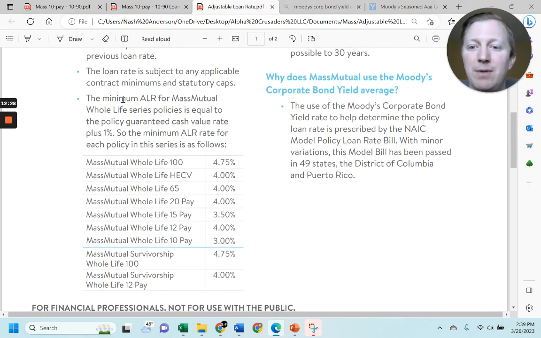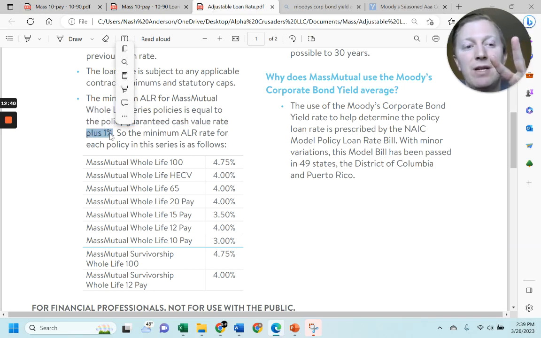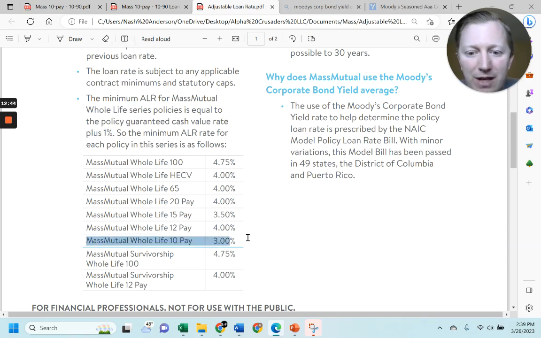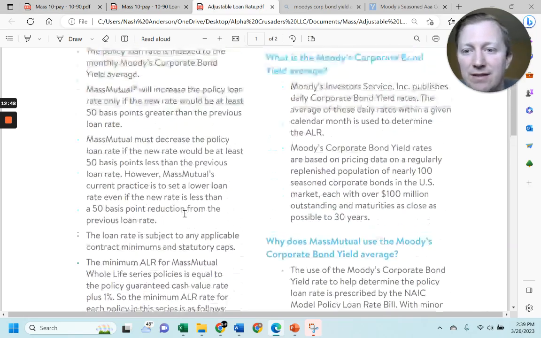So the minimum adjustable loan rate for the MassMutual Whole Life Product Series is equal to the policy guaranteed cash value rate plus 1%. If you recall on the PowerPoint we started off with, the cash value guaranteed rate is 2%. So plus 1% is a 3% floor. So really, really good.